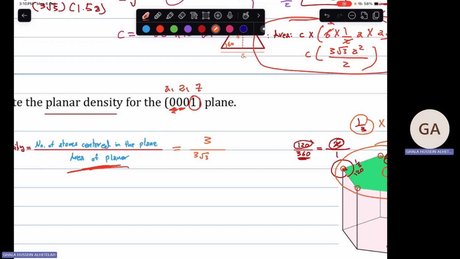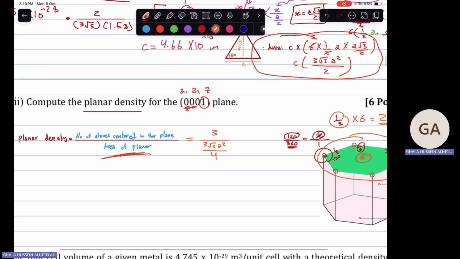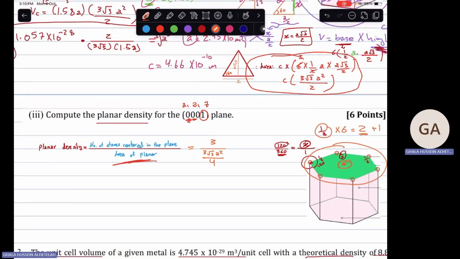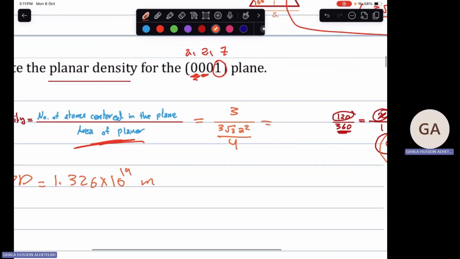3 square root of 3 a square over 4. Okay. And a also we have found it. You just plug in the number and you will find that the planar density is equal to 1.326 multiplied by 10 to the power 19 per meter square. The unit here is meter to the power minus 2. Okay. Per unit meter.